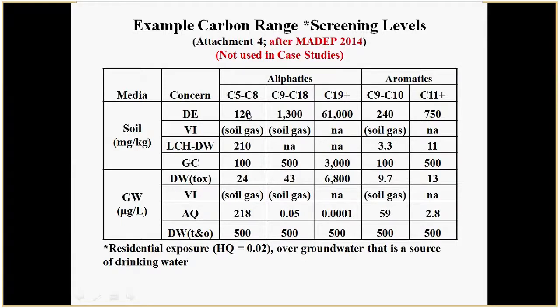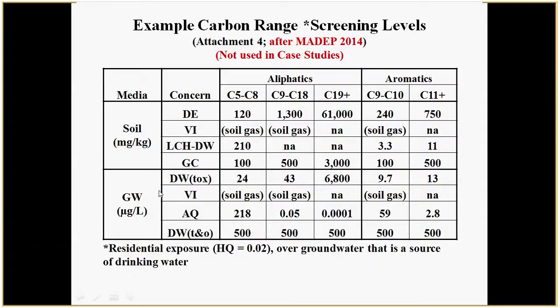compounds. They have a direct exposure screening level of 120 milligrams per kilogram. Leaching-based screening level, 210 milligrams per kilogram. Gross contamination, when you can start to smell vapors and such in gasoline or C5 to C8 contaminated soil, is about 100 ppm. And you can see as you go from the lighter aliphatic compounds to the heavier aliphatic compounds, according to Massachusetts toxicity factors, they get less and less toxic. It can actually be the opposite with EPA screening levels, at least for the C5 to C8 and C9 to C18 compounds.